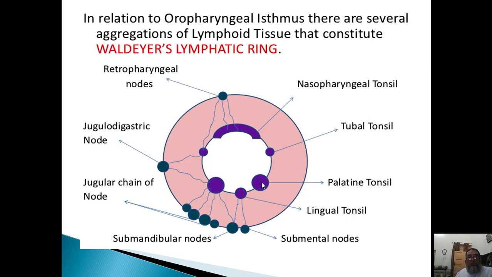Then the jugular chain of nodes, submandibular lymph node, submental lymph node. So all these will drain toward the submandibular lymph node, jugular chain, as well as jugulodigastric. The lingual tonsil will drain into the submental node. So all these areas are covered by the immunological sequence of these structures, which have the competency of producing T lymphocytes and B lymphocytes, and ultimately drain to their respective territorial lymph nodes: retropharyngeal node, jugulodigastric, submandibular and submental node.